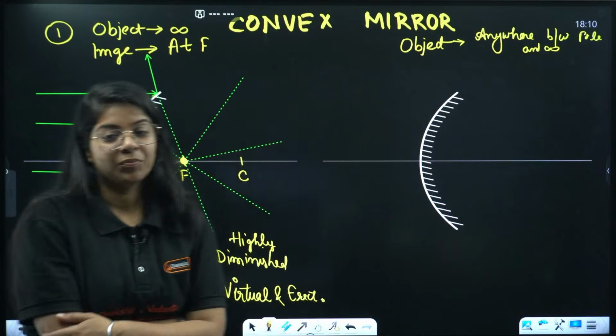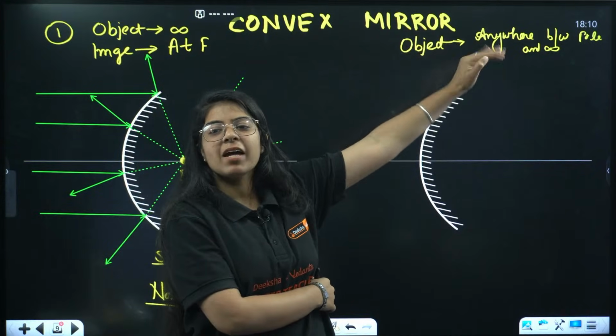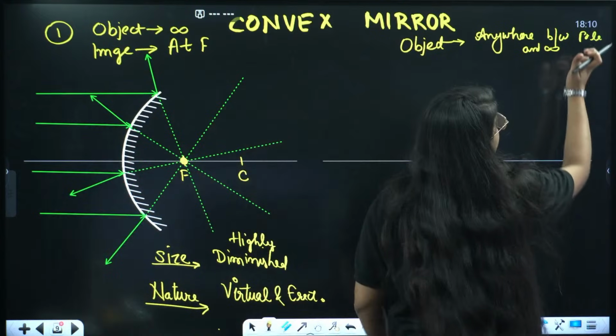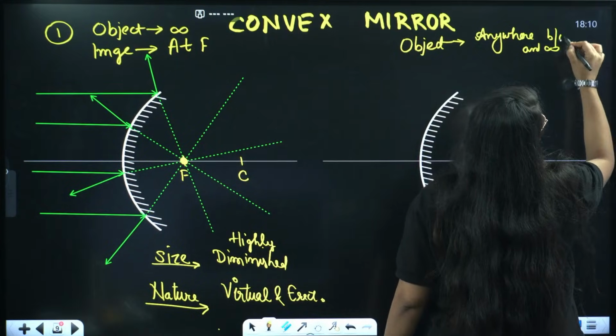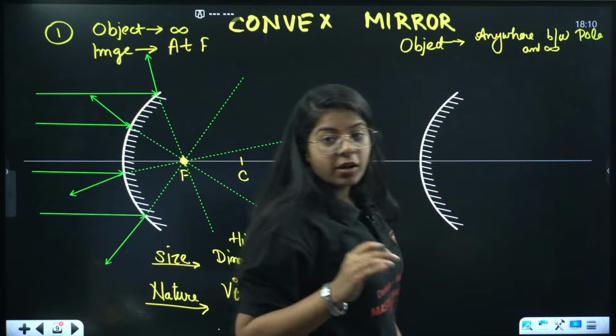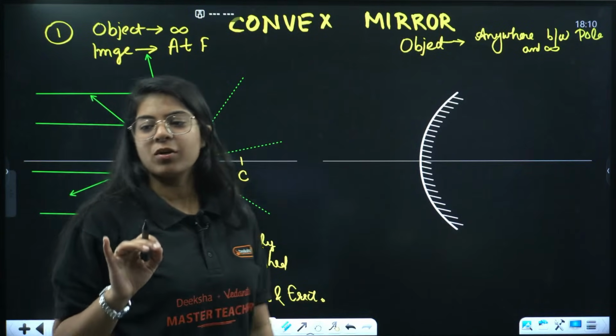Done? Now the next case: the object is anywhere between pole and infinity of the convex mirror, right? Yes, virtual and erect, very good.